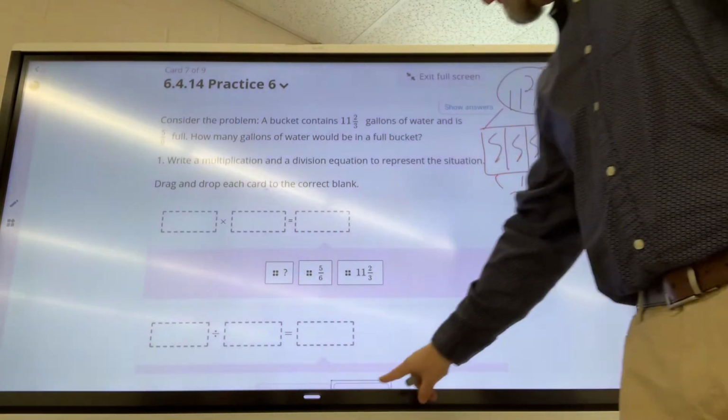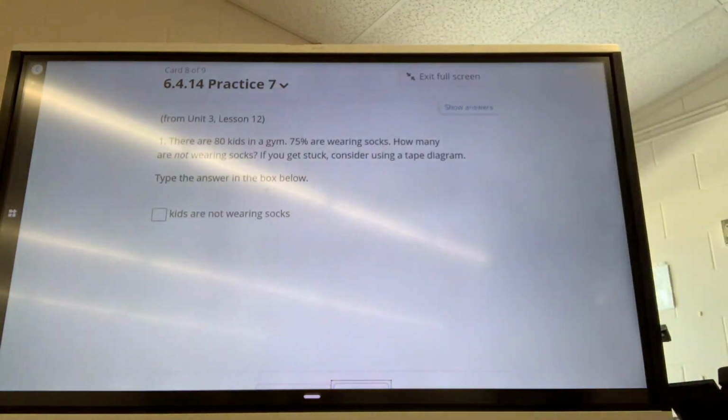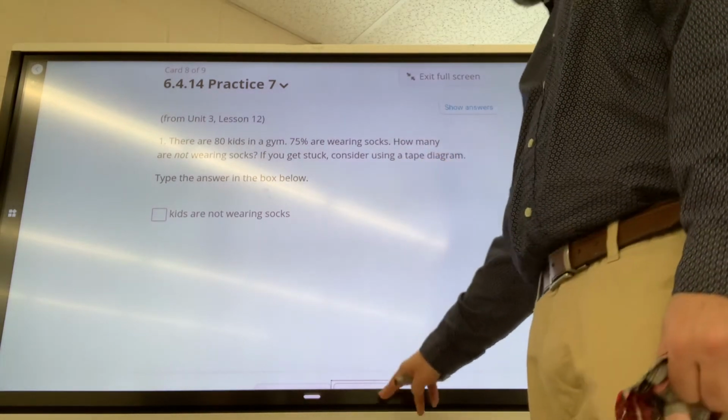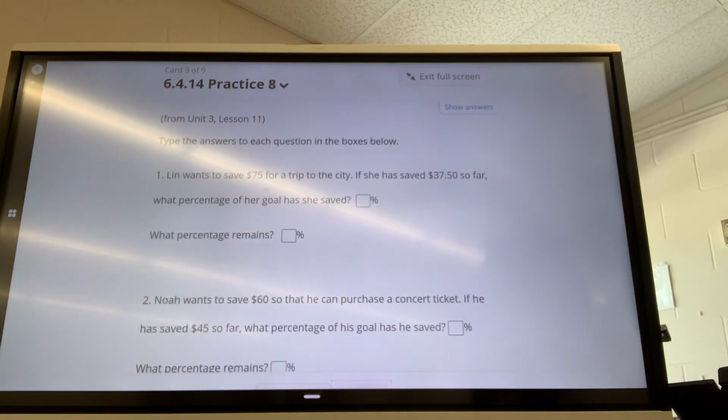All right. Next one. There are 80 kids in a gym. 75% are wearing socks. How many are not wearing socks? Well, 25%, right? But try to figure that out. A tape diagram or chart would work here. And then the answer's here.